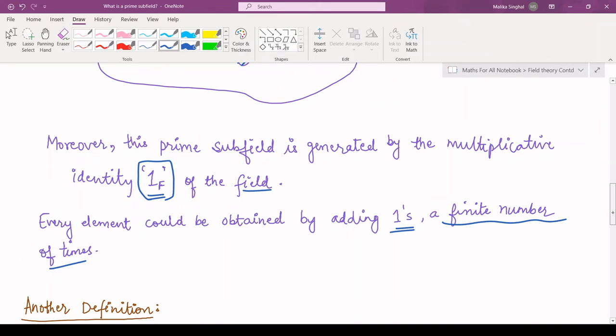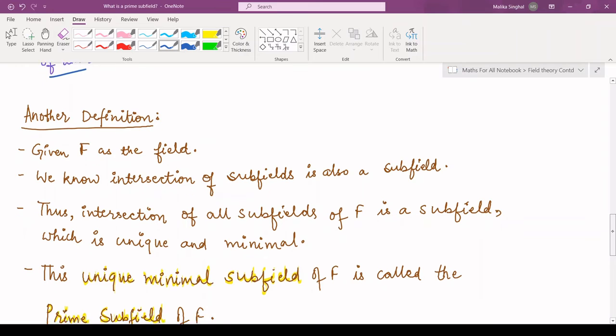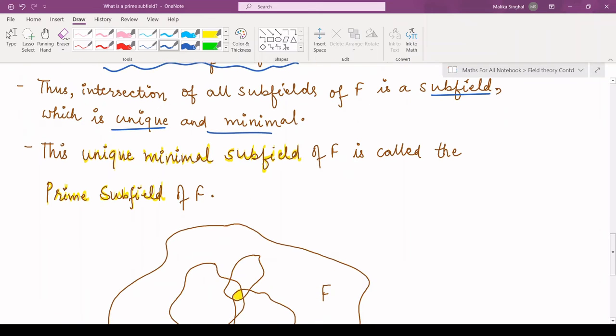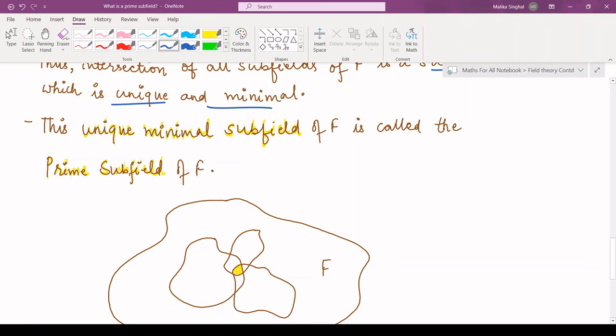So we have one more definition for this prime subfield. We can understand this using this concept also. If we have some field F, we know that the intersection of several subfields is again a subfield. So the intersection of all the subfields is a subfield which is unique and minimal. Whatever is the intersection of different subfields, that is unique, and it is the minimum of all those. So this unique minimal subfield of F is called the prime subfield of F. This is as simple as that.